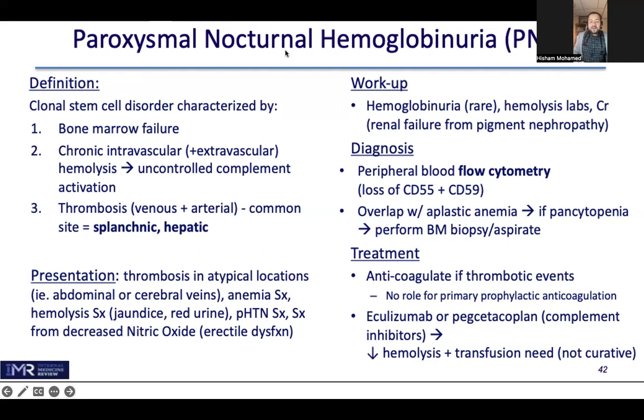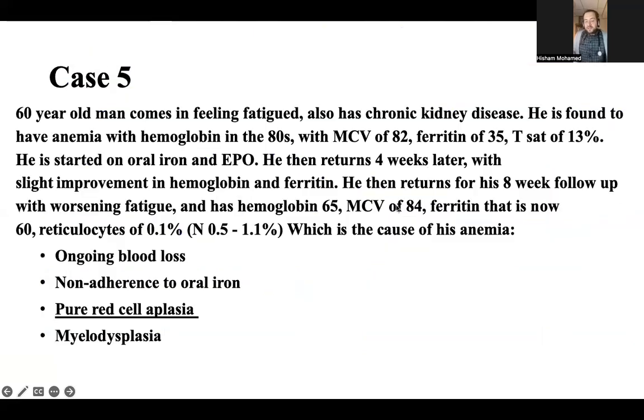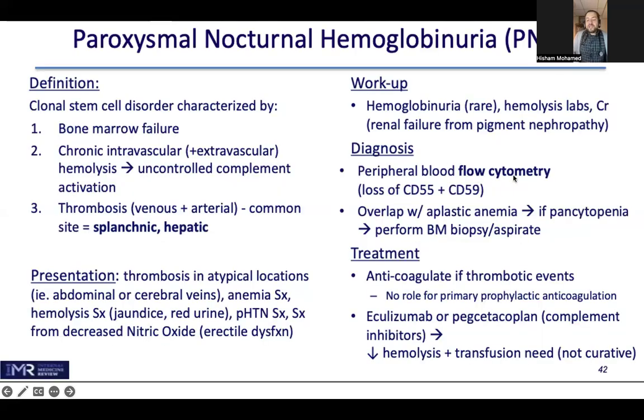So we have to go for blood flow cytometry for diagnosis of PNH. There is loss of CD55 and CD59. In some cases, you will find pancytopenia, what's called overlap. But I feel this point is very important: in some cases we have erectile dysfunction, because you'll find a decrease in nitric oxide. So you'll find pulmonary hypertension and erectile dysfunction, which is very important.